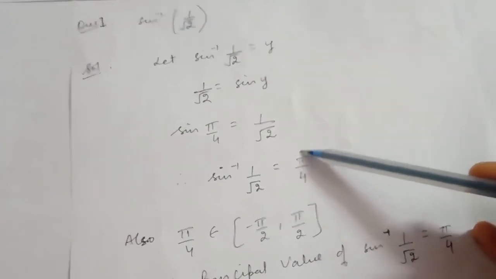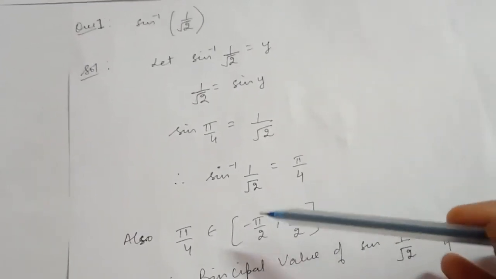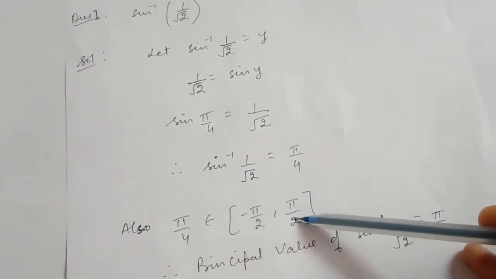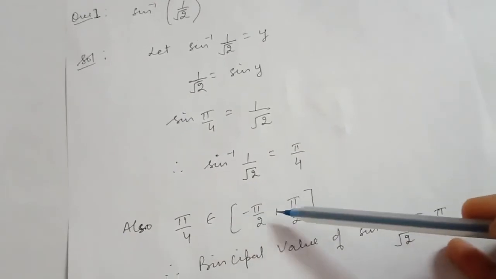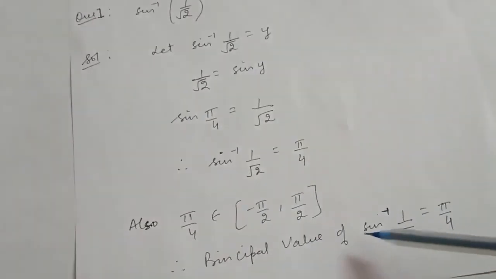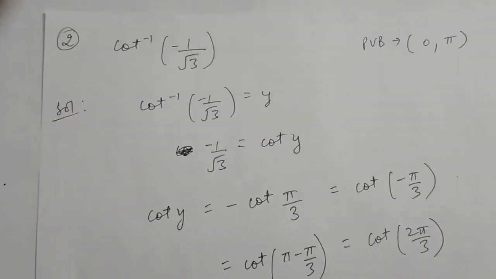Now we have to check whether this lies in the range of sine inverse or not. The range of sine inverse is from minus pi by 2 to pi by 2, and pi by 4 lies in this range. Therefore we will say this is the principal value of sine inverse 1 by root 2. Clear? See one more question.